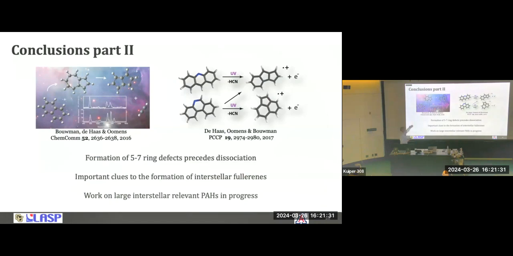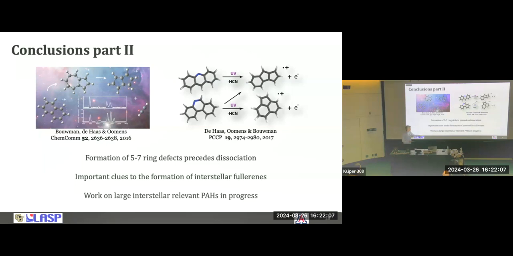So this is just a conclusion slide. This is what I showed you. Naphthalene isomerizes to azulene and forms pentalene by losing a C2H2 unit. But we also extended this to acridine and phenanthridine, where we also showed, based on the same methodology, that you do include pentagons. So every PAH that we tested so far seems to include these pentagons along the way as you dissociate them. And again, this gives you important clues as to how those fullerenes may actually be formed in space.